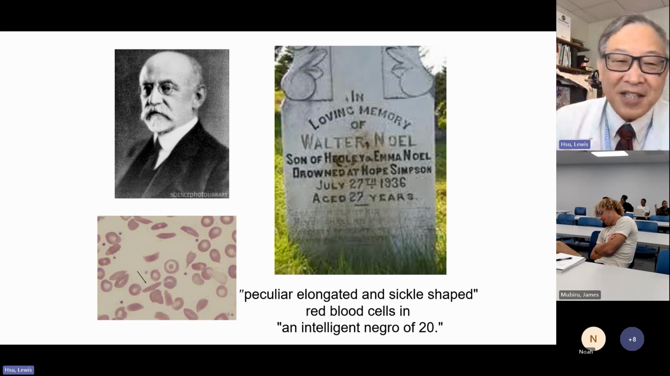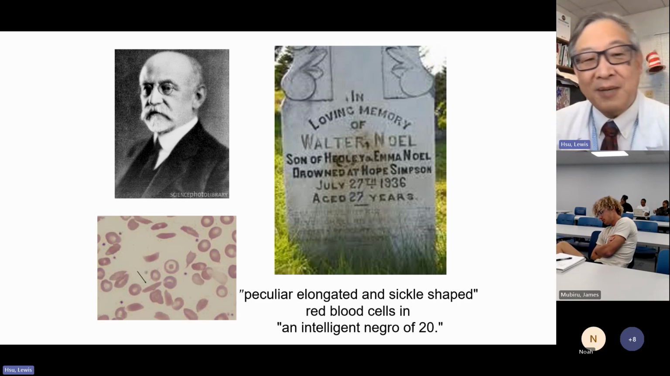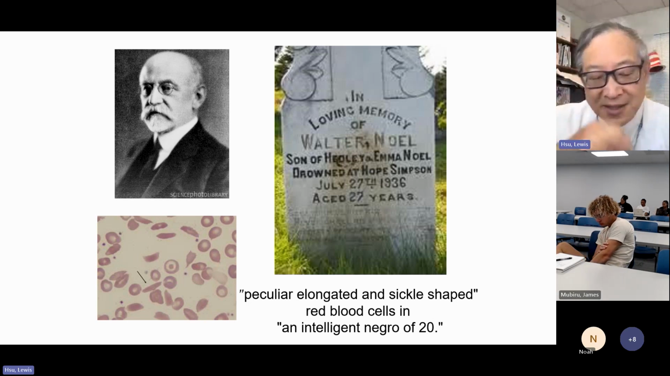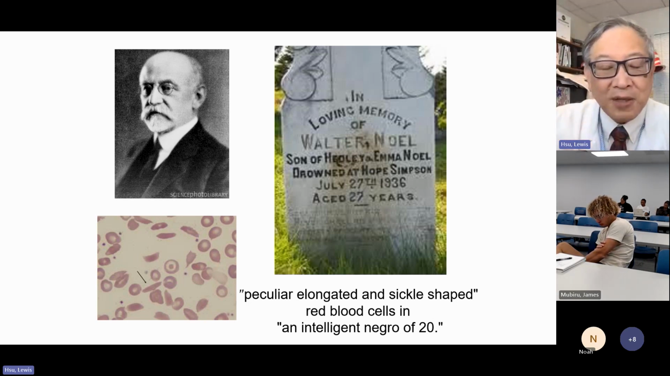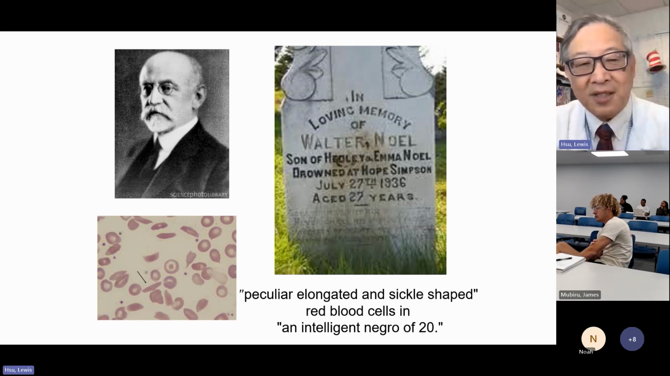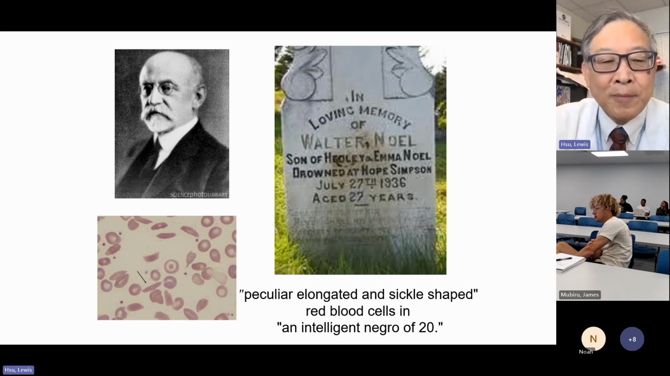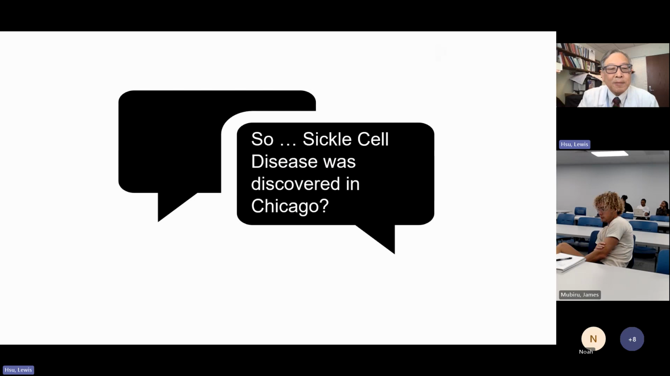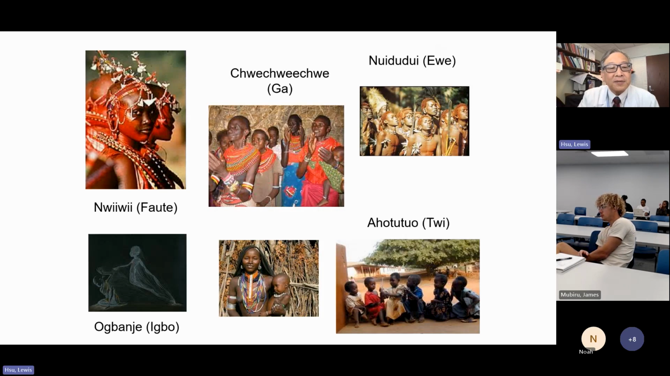And he successfully graduated from dental school, became a dentist, went back to the Caribbean, to Grenada, to practice as a dentist, and eventually passed away. But he already did manage to become a professional person in the upper end of society in his island. So using the terminology of that time, they said that this is the description of this case. So was it discovered in Chicago?